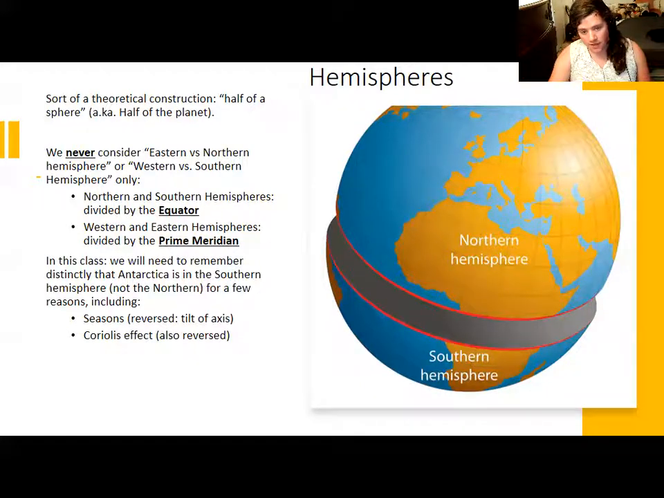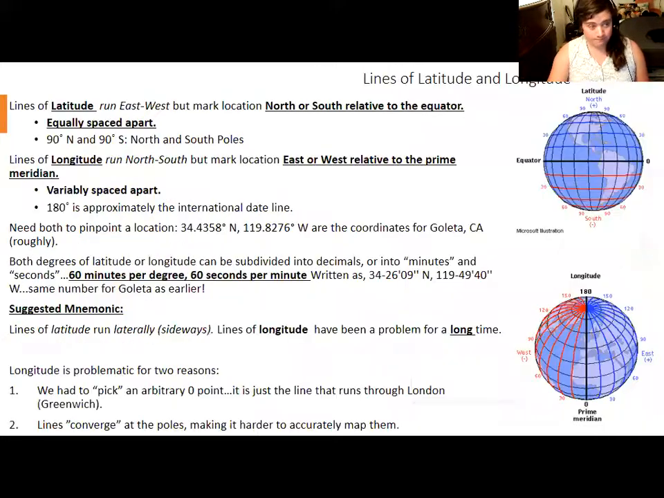You'll notice that all of these lines that are going up and down, the lines of longitude, converge at the poles. It's a little bit easier to see in some other diagrams. The lines of latitude, the ones that go side to side, don't converge anywhere. You'll also notice that they're all spaced the same distance apart. You will want to remember that Antarctica is in the southern hemisphere. Should be a pretty obvious point, but that does affect things like the Coriolis effect and seasons. So keep that as a reference point.